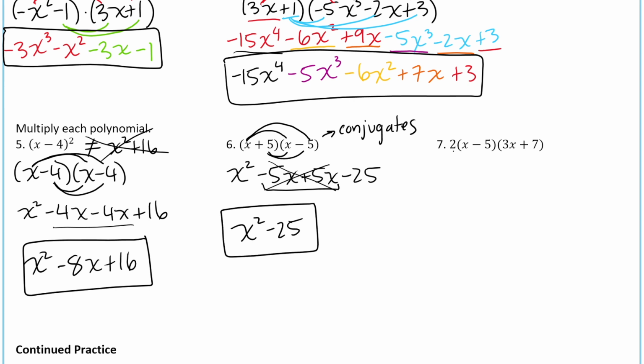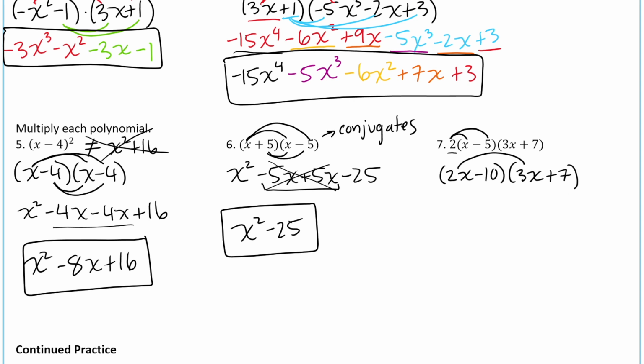Finally, we have 2 times the quantity of x minus 5 times the quantity of 3x plus 7. This is just a reminder that if you have a constant on the outside of your parentheses, it is only going to multiply into the first set of parentheses. 2 will multiply with x, and then it will multiply with negative 5. So I'll get 2x minus 10. That is going to go ahead and multiply with 3x plus 7.